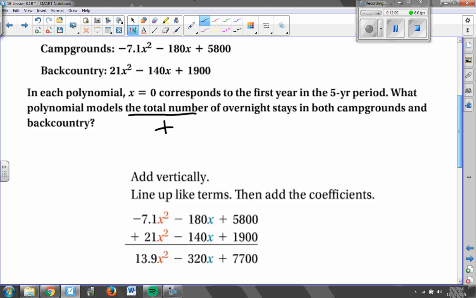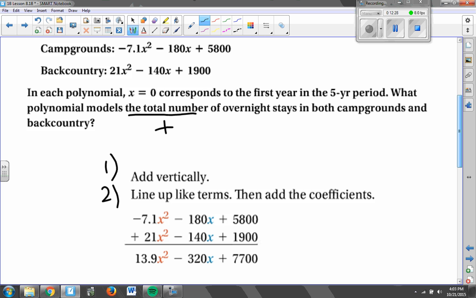Two steps. One, line them up vertically, and then add the coefficients. All right? So you line them up vertically, your x squareds over top of your x squareds, your x's over top of your x's, your constants over the top of your constants, and so on and so on. Okay? Now, when we do that, all we have to do is add them straight down, just like we normally would.